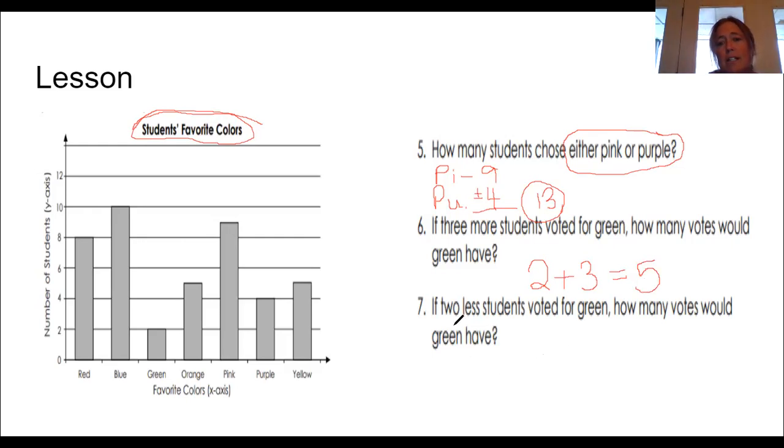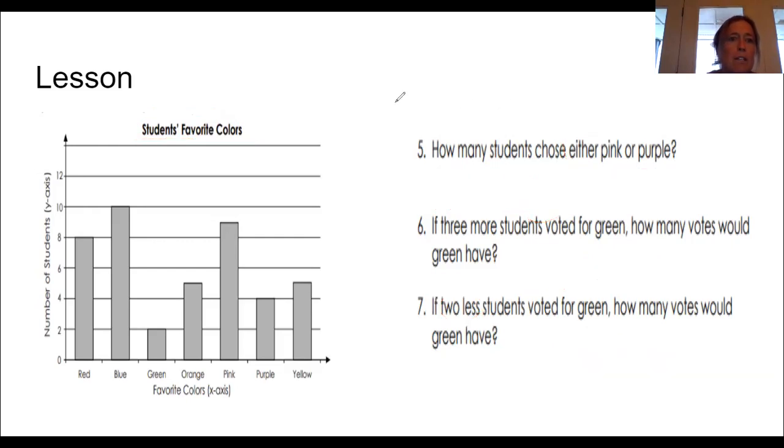And our last question says, if 2 less students voted for green, how many votes would the green have had? So again, green has 2. So 2 people voted for green, and it says, what if 2 less students? That means we have to subtract. This less right here tells us we're subtracting. So 2 minus 2 equals 0. It would have had 0 votes. All right, so let me clear this and we will go on to the next slide.